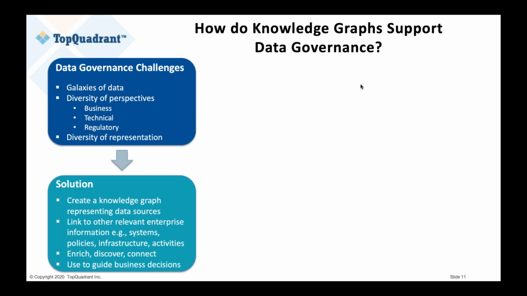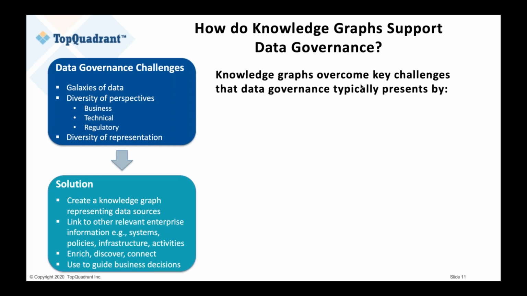that would represent all the different sources of information and represent them in a highly contextual way, connected to other types of information about systems that process that data, information about policies that are applicable to this data, infrastructure that hosts those systems, business activities that are using those systems, and so on. And once you connect it in this rich way, then you can use this information to guide a variety of business decisions.